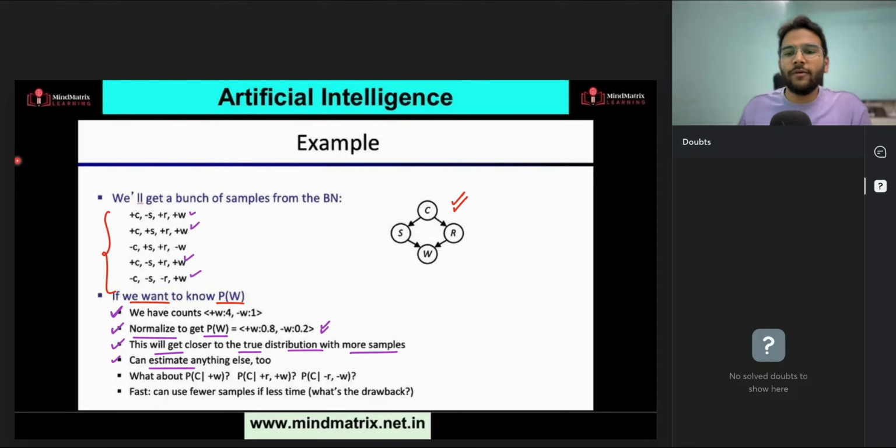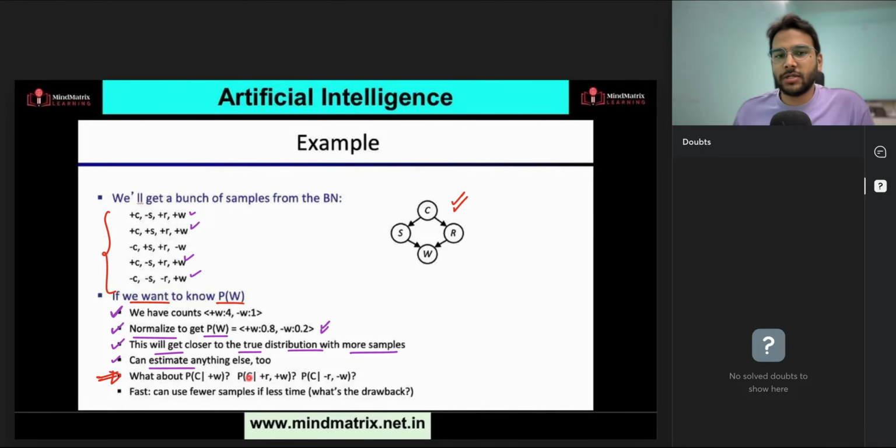But now carefully understand: what about these questions? Probability of C given the grass is wet, or probability of C given it is rainy and the grass is wet, or probability of C given it is not raining and the grass is not wet. What about these types of probabilities? Can I say that for these you cannot use prior sampling? Do you agree or not? Yes or no?